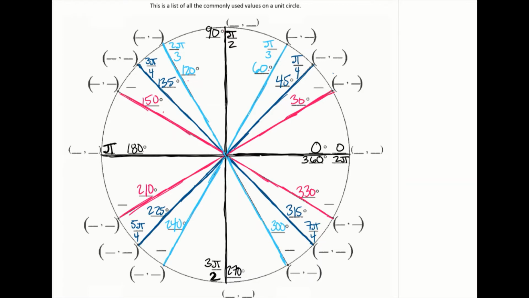3 pi over 3 plus pi over 3 is 4 pi over 3. 4 pi over 3 plus pi over 3 is 5 pi over 3. And then you add another one. 6 pi over 3 is the same as 2 pi, because 6 divided by 3 is 2. And then the last one would be the 30-degree angle.